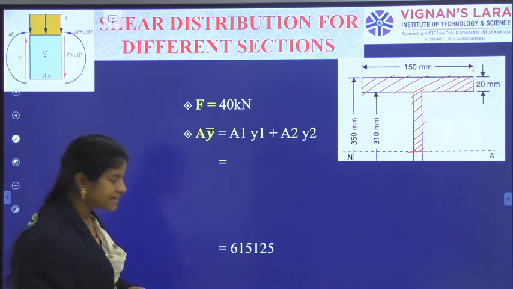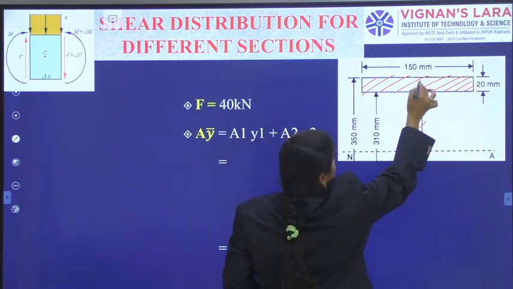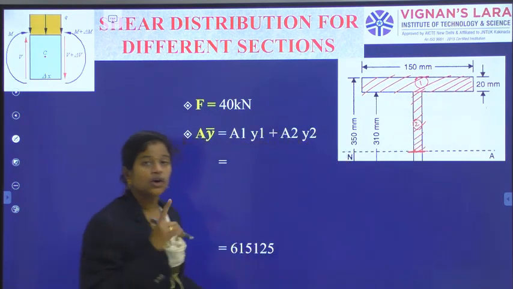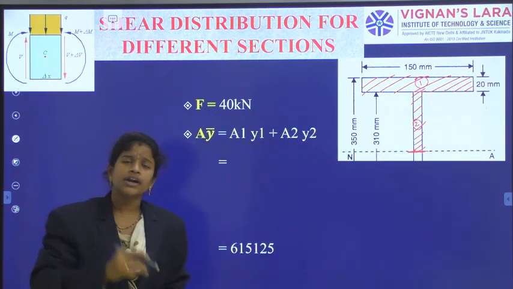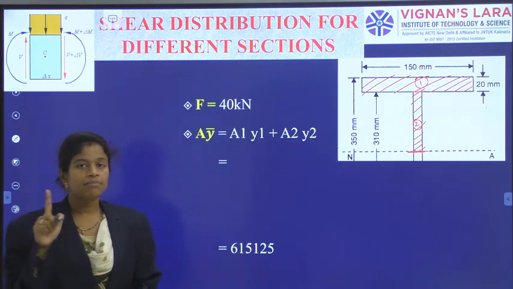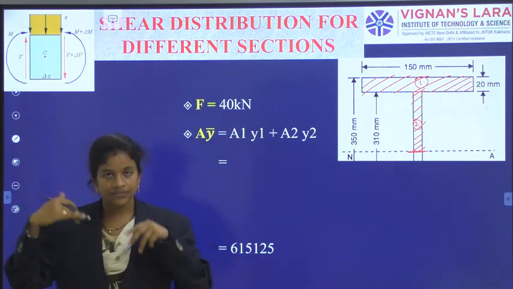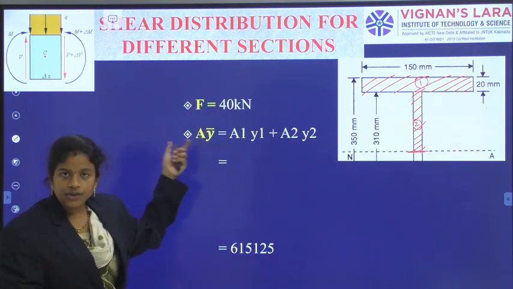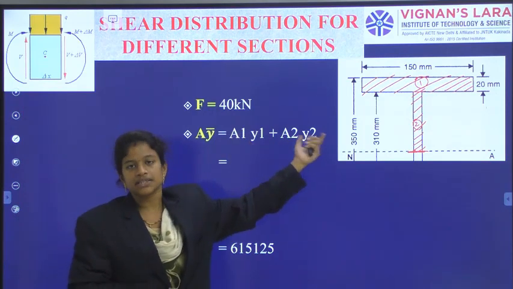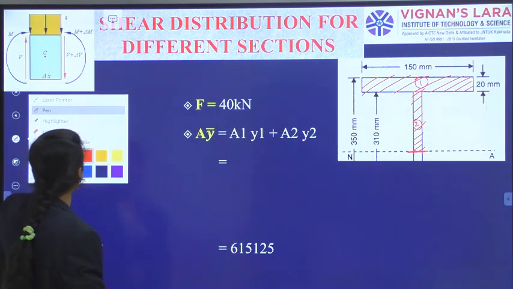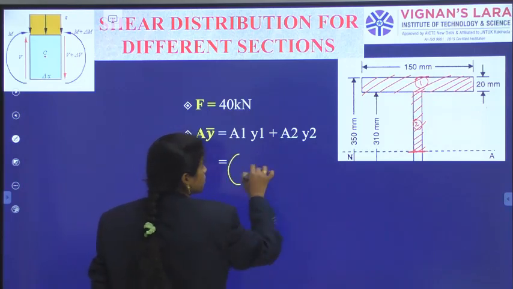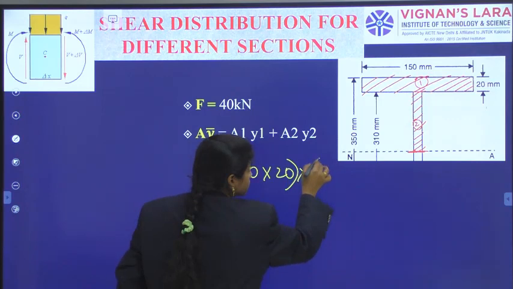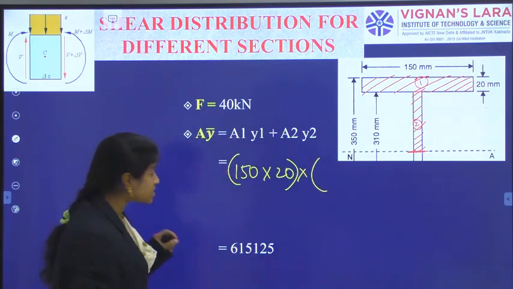It will come like this. This one is the first segment, up to the neutral axis, this one is the second segment. So A1y1 plus A2y2. As you already know, from the centroid formula, y bar is equal to A1y1 plus A2y2 divided by A1 plus A2. So I am shifting that here: A into y bar is equal to A1y1 plus A2y2. So what are A1y1 and A2y2? First, what is the area? 150 into 20. And for that, what is the y measurement?